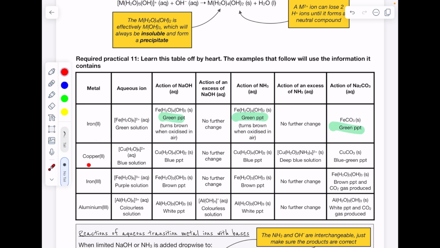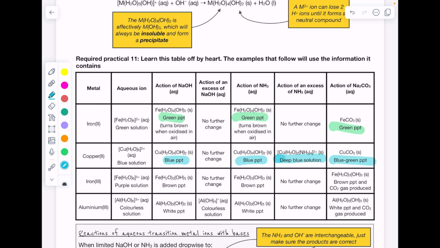What about copper 2 now? So here's your aqueous ion, it's a blue solution. We react the aqueous ion with sodium hydroxide, we produce a blue precipitate. The addition of excess sodium hydroxide causes no further change. If you add ammonia, again you get a blue precipitate. This time when you add excess ammonia, you lose your precipitate and you end up with a deep blue solution, and if you add sodium carbonate, this time you get a blue-green precipitate.